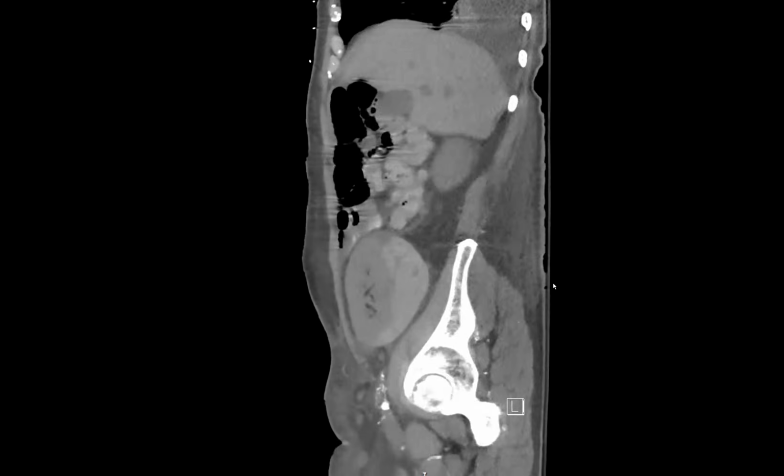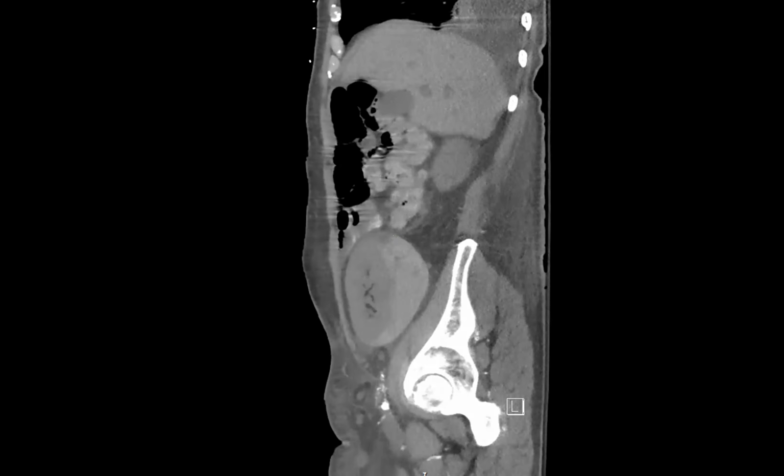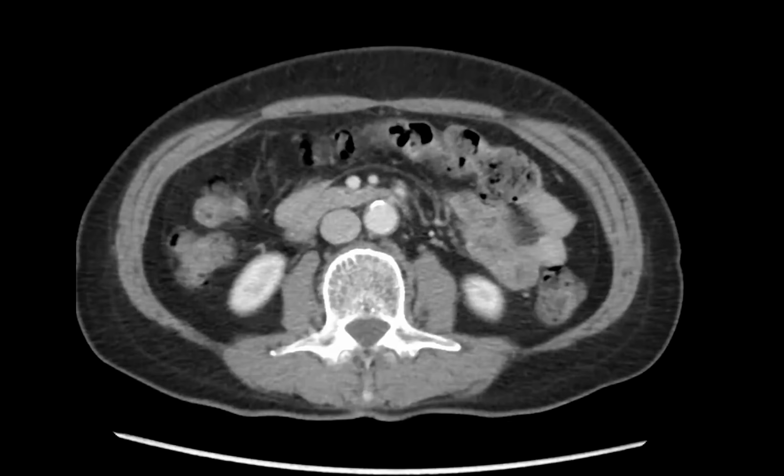If it's perinephric, like around the kidney, sometimes they'll wait and see how the creatinine does. That's about it. Cool.